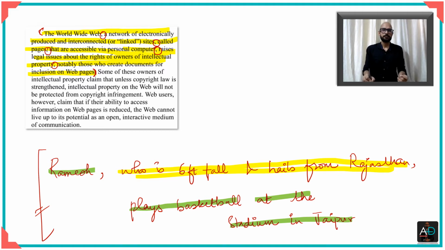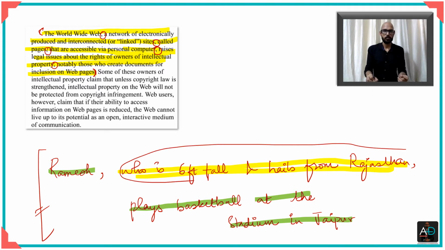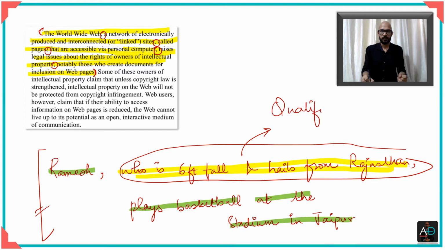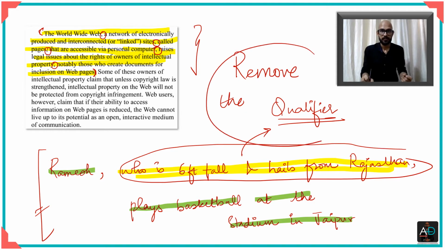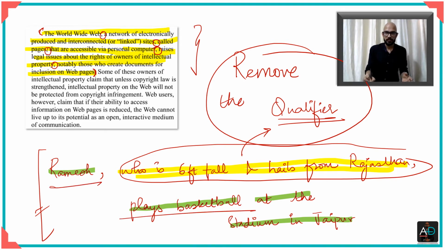So this thing here, what you see here, which is highlighted in yellow, this is what is known as a qualifier. So generally, you find a qualifier placed between two commas. So the big trick here in breaking down a large sentence to understand it is remove the qualifier. This is a very important hint, a very important trick. If you remove the qualifier, then you can read the shorter sentence. Now you've got the meaning that Ramesh plays basketball.